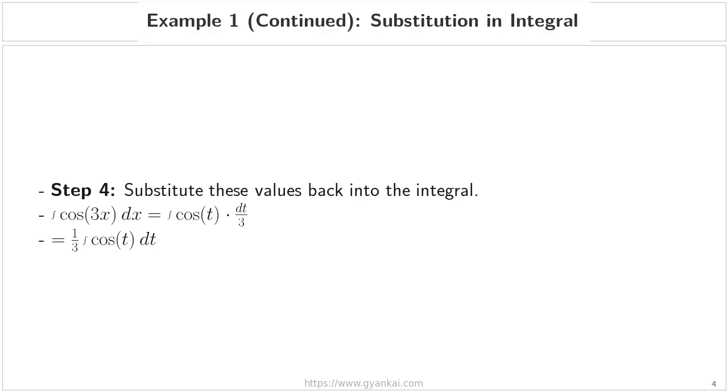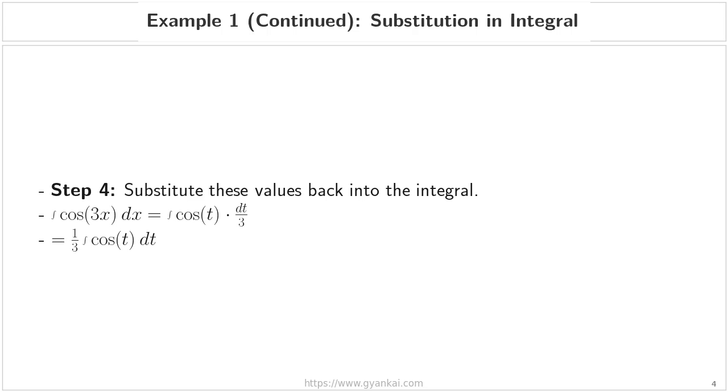Okay, let's move on to step 4 of our example. Remember, we're trying to evaluate the integral of cosine of 3x with respect to x. Now that we've made the substitution, letting t equal 3x, and found that dx is equal to 1/3 dt, we can finally substitute those values back into our original integral. So, the integral of cosine of 3x dx becomes the integral of cosine of t multiplied by dt over 3. Think of it as replacing every instance of 3x with t and every dx with 1/3 dt.